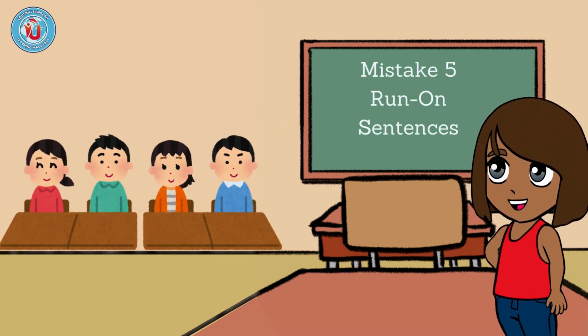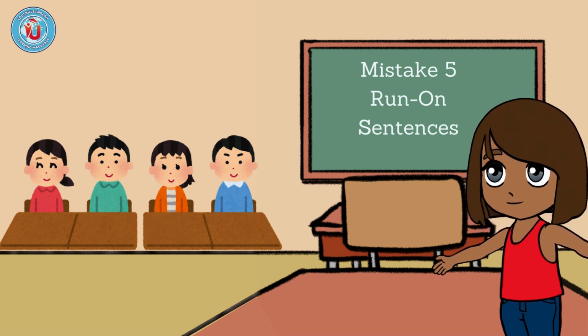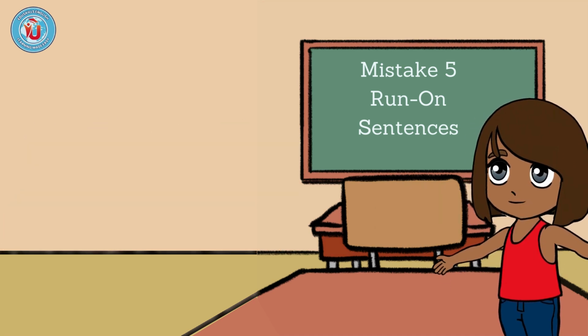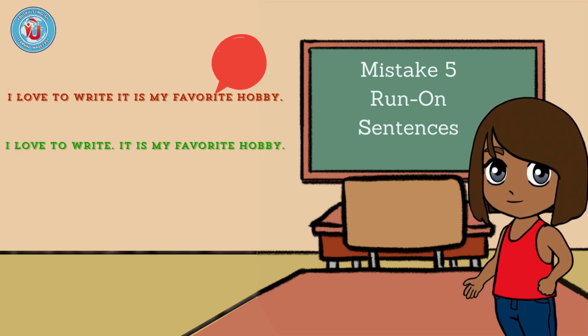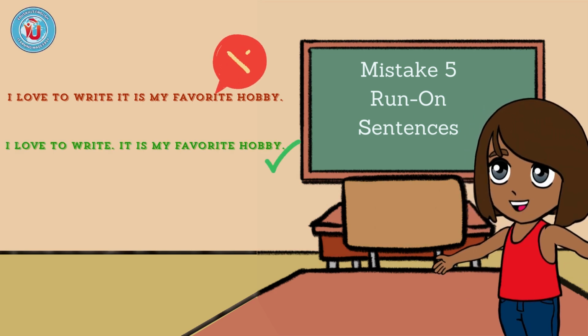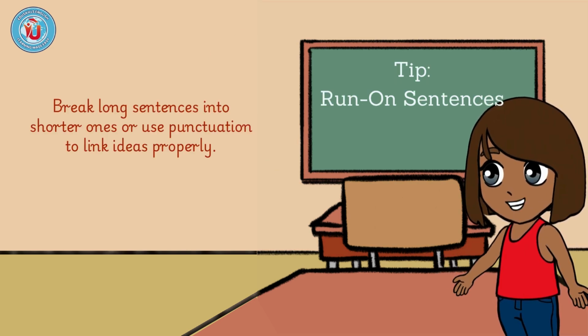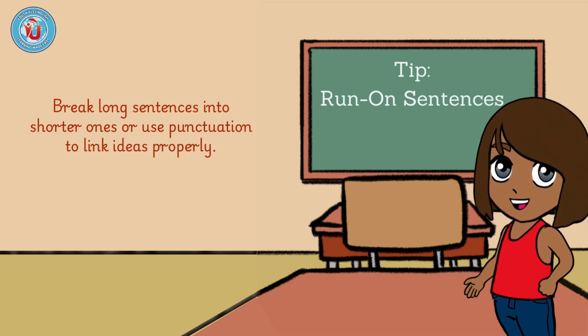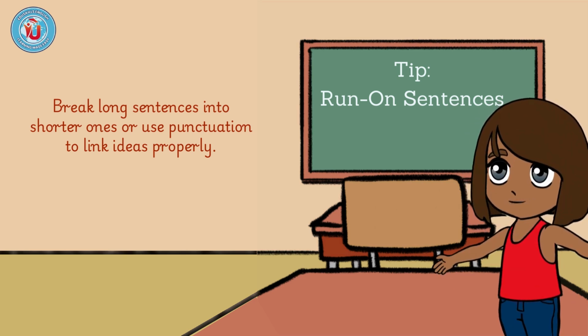Run-on sentences are another common slip-up. They happen when you cram too much information into one sentence without proper punctuation. For instance, "I love to write it is my favorite hobby." Instead, you should say, "I love to write. It is my favorite hobby." Or connect the ideas with a conjunction. "I love to write because it is my favorite hobby." Tip: if your sentence feels too long, it probably is. Break it down or use punctuation to keep your ideas clear.